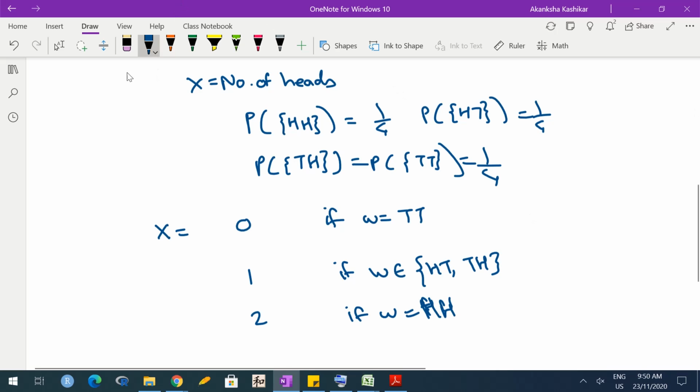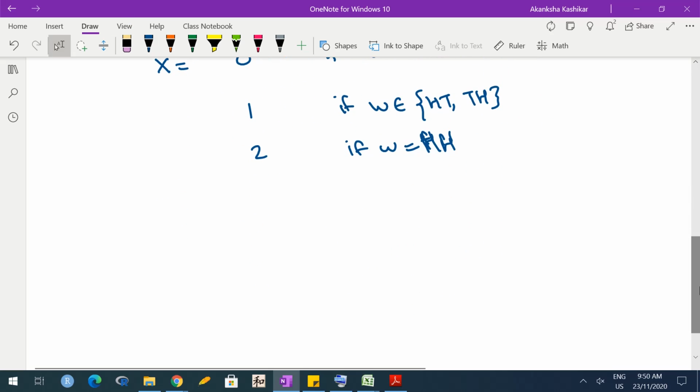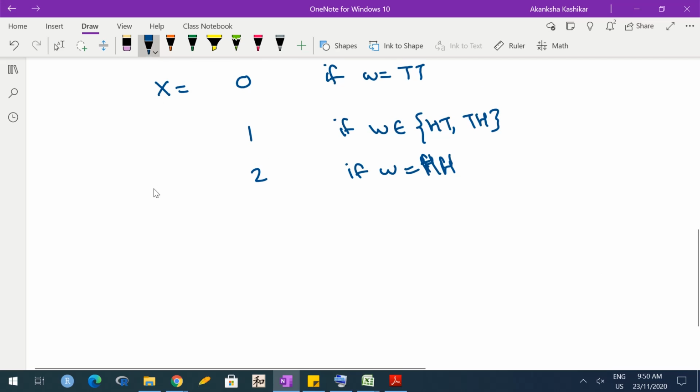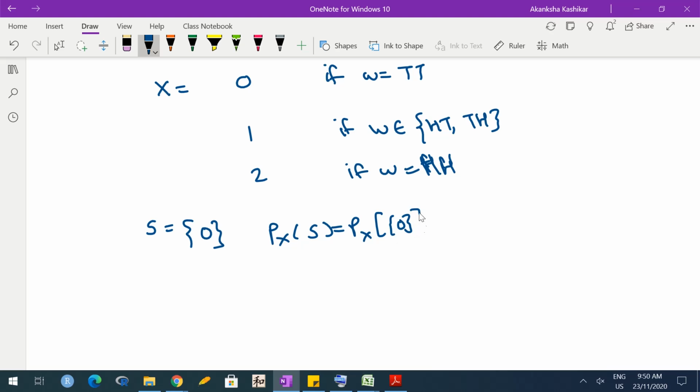So it means that given any Borel set, we will have to check whether these three values, either 0 or 1 or 2, belong to that Borel set. So let me consider the singleton 0 as a Borel set. My definition would be P_X(S), that is P_X of singleton 0, would be probability of X inverse of singleton 0.